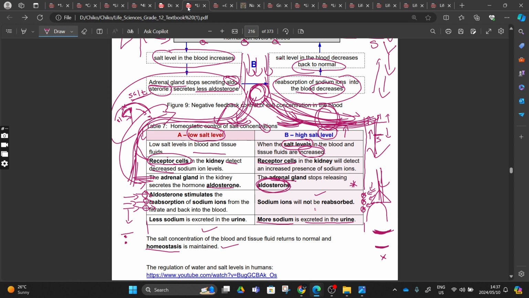We understand this. If I have more salt in my blood, if the salt level is increasing in my blood, I will need less aldosterone, right? If I have less salt in my blood, I will need aldosterone so that the salt will come back. We will welcome back the salt. So if you have more water in your blood, what is going to happen? Your ADH is not going to be produced.